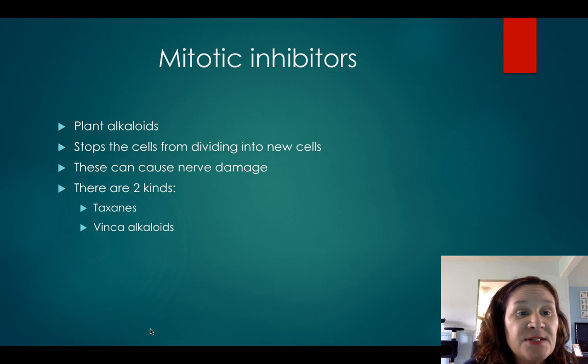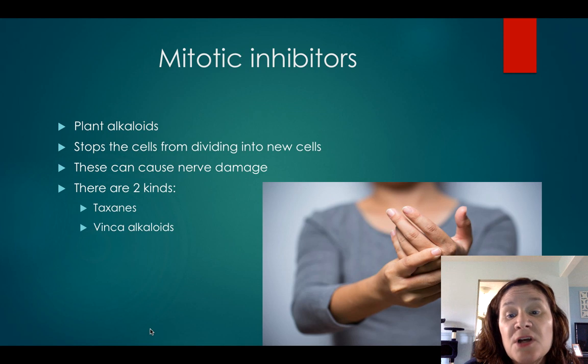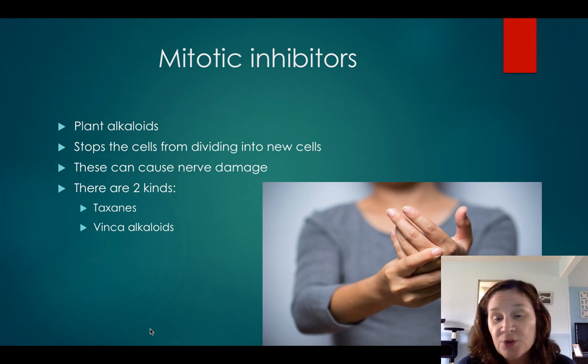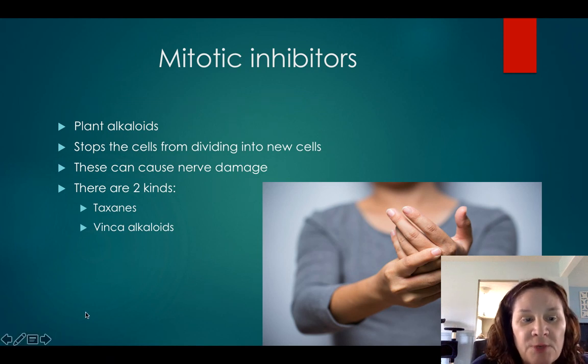Mitotic inhibitors are also plant alkaloids. They stop the cells from dividing into new cells. They can cause nerve damage. There are 2 kinds: the taxanes and vinca alkaloids. These can cause what's called peripheral neuropathy. This can affect the hands and feet, causing numbness, pain, and burning. It also can cause temperature sensitivity, for instance to the cold. If it's a little cold out, their hands or feet can feel freezing. So it's very important to monitor these patients for any peripheral neuropathy while they're receiving these.